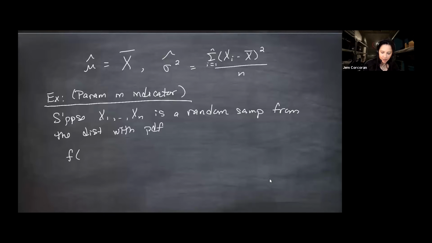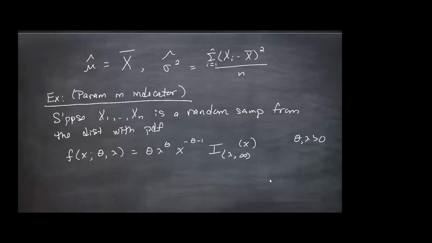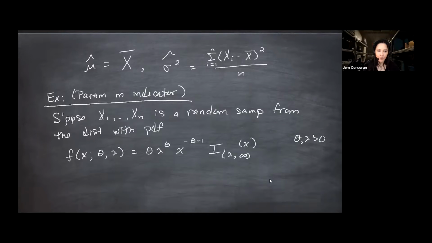So it's going to be a function of x and a parameter theta and a parameter lambda. And it is theta lambda to the theta x to the minus theta minus 1 on lambda to infinity for x. And the parameter space here is that both theta and lambda are greater than 0. Question: you said x to the minus lambda, but you wrote a theta. Oh, that's right, I do want it to be minus theta. Thank you. So this is the correct exponent, but the words I spoke were not correct.